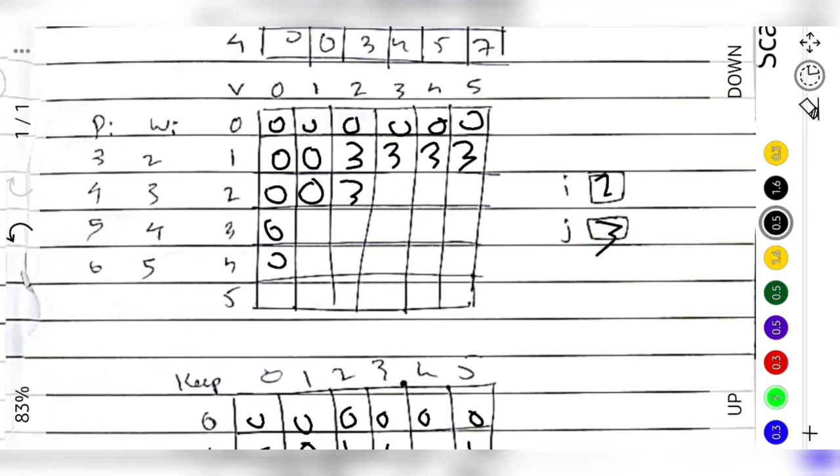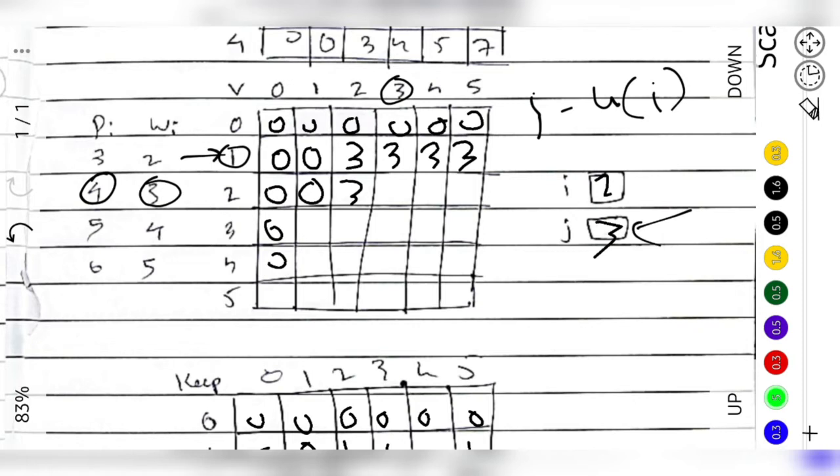When j becomes 3, I have to look at this column. Can 3 contain the object with the weight 3? Yes, it can contain. If it can contain, we have to compare two values. The first value is the profit plus the value at j minus W of i. What is j minus W of i? Firstly, i minus 1, this row, and which column? j minus W of i. What is j? j is 3. 3 minus W of i. What is W of i? 3. 3 minus 3 is 0.